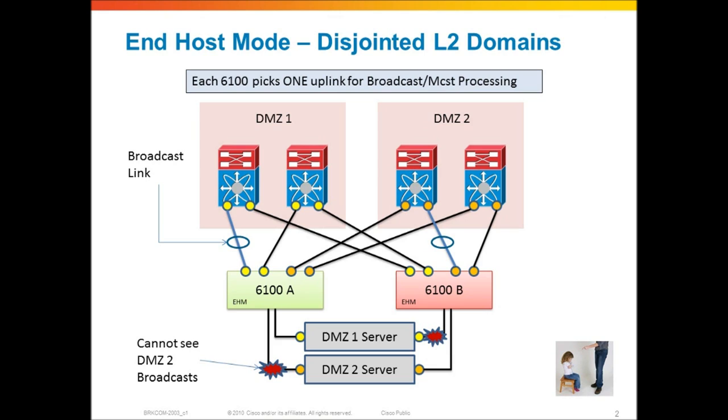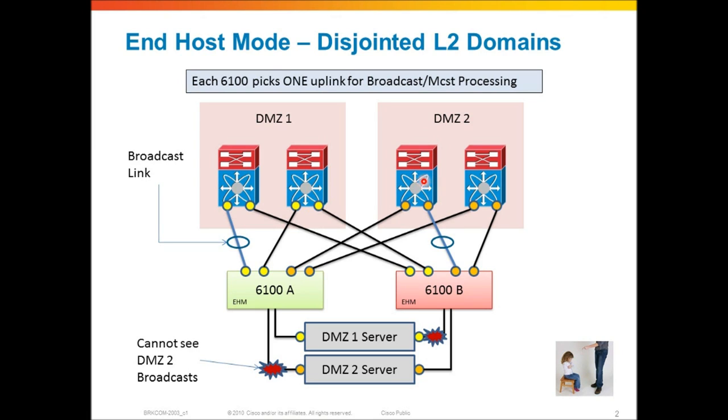Another problem that might sneak up on you later on is some of the servers reaching their default gateway. So when I initially power on this server down here, this DMZ2 server, he's going to ARP for his default gateway, so that's a broadcast message that will go up to the 6100 here, and that broadcast will be forwarded out the pinned up link, so it will successfully reach the layer 3 gateway in DMZ2, and DMZ2 will send a unicast response back down to the server, and everything will be working just fine.